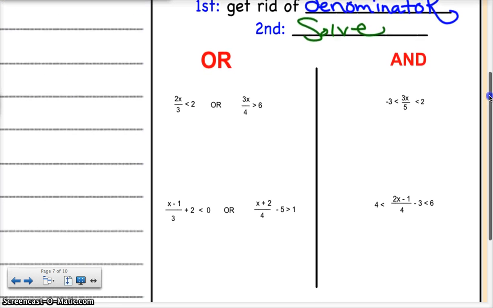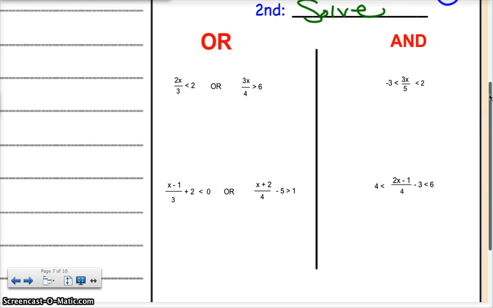All right, we're going to do some OR examples. 2/3 x is less than 2. Well, I could go through and do the reciprocal here. You're definitely welcome to. But there's a little trick that makes life a lot easier by getting rid of that denominator. If you multiply both sides by the denominator, it cancels it out, and I'm left with a whole number. 2x is less than 6. x is less than 3. Instead of multiplying through by the reciprocal, you can first multiply both sides by that denominator, and it gets rid of it.